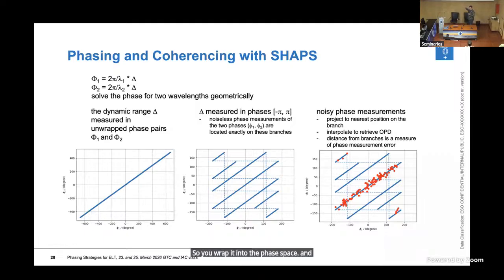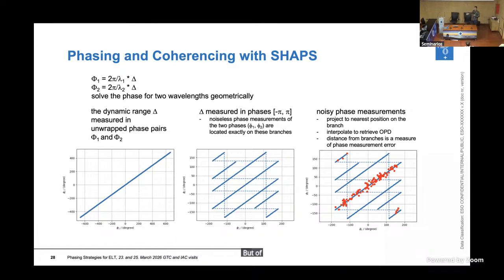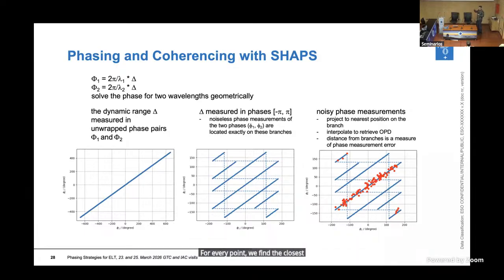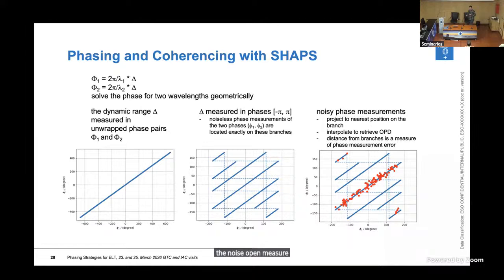And you know that if you had perfect measurements with no noise, all your measurements need to land on one of those branches. But of course you have noise, there are errors, and it would look like so. So what we do with this is, for every point, we have 168 measurement points, 168 phase measurements. For every point, we find the closest position on this branch, and we know this should be the position where it is. And we can interpolate to find the OPD, and the dispersion around the ideal branches will give you the noise of the measurement. So that's bicolor phasing.